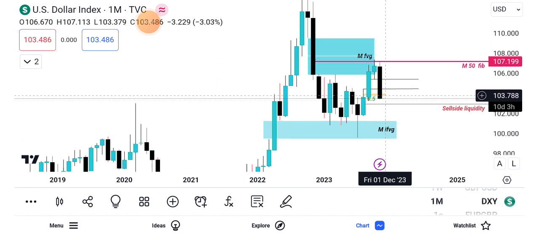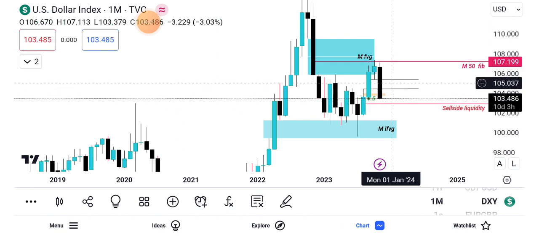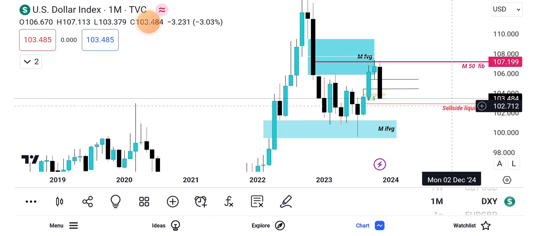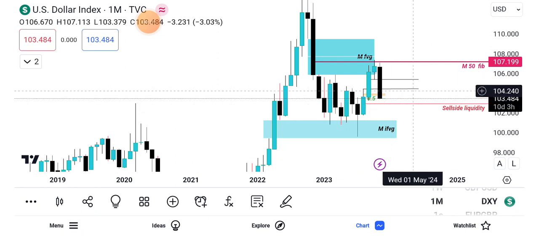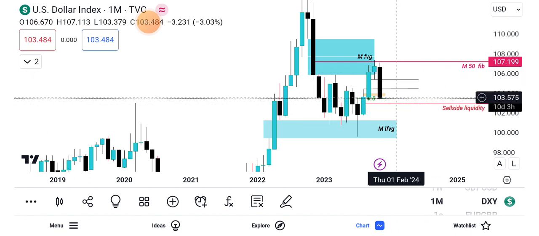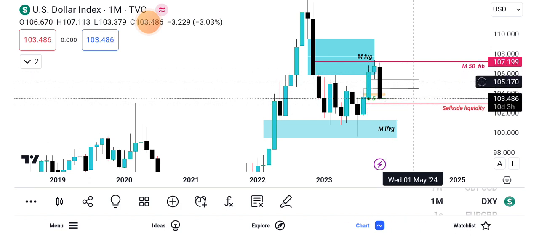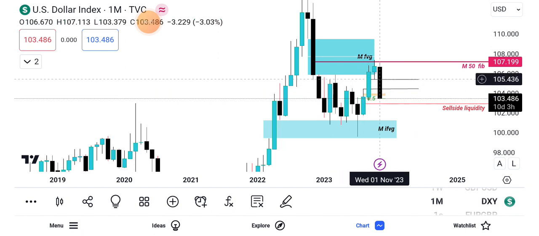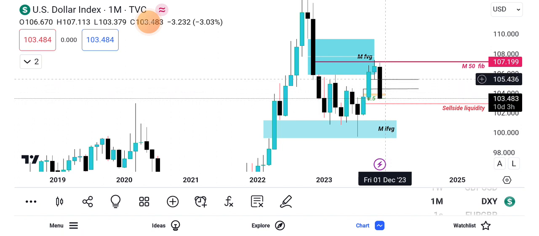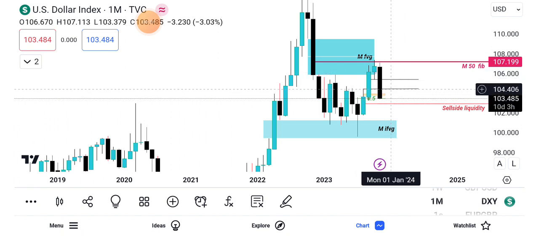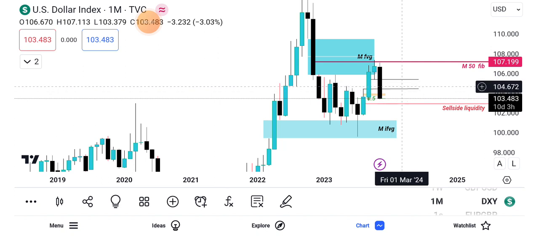Okay, so on the monthly time frame, I want to see how this candle that has 10 days and 3 hours remaining before it closes will close. If it closes outside this fair value gap, these candle's high and low, then I'll be bearish for the other month. If it closes below this monthly fair value gap, that will also act as an inversion fair value gap.